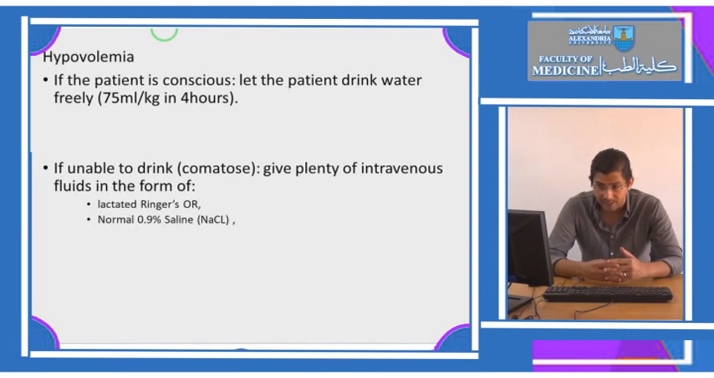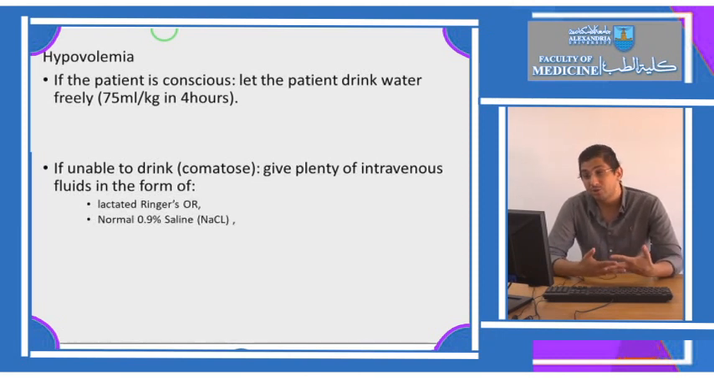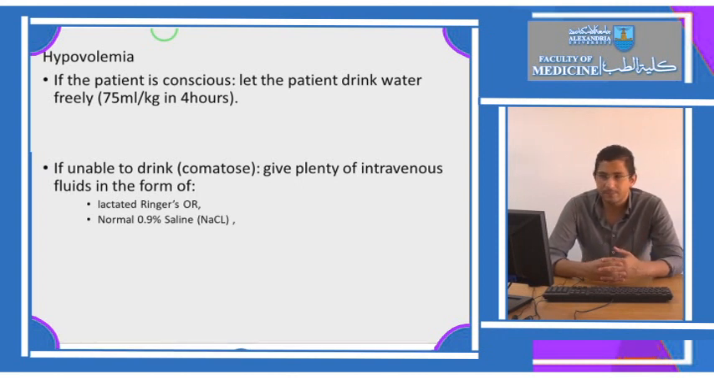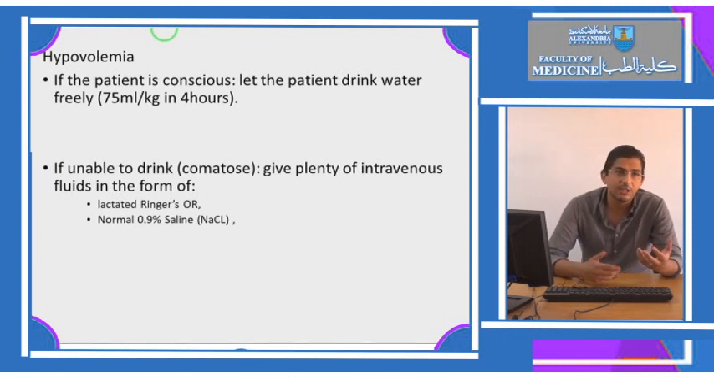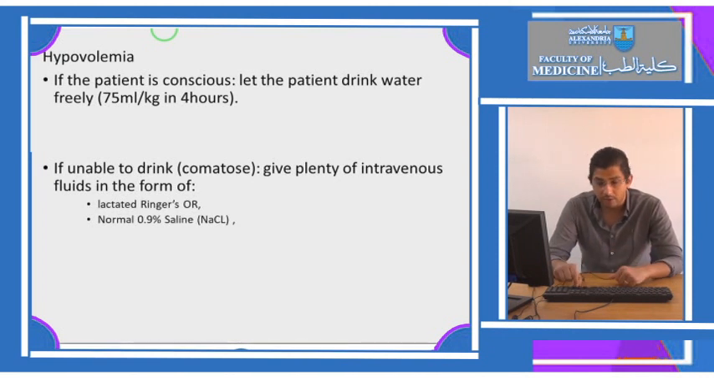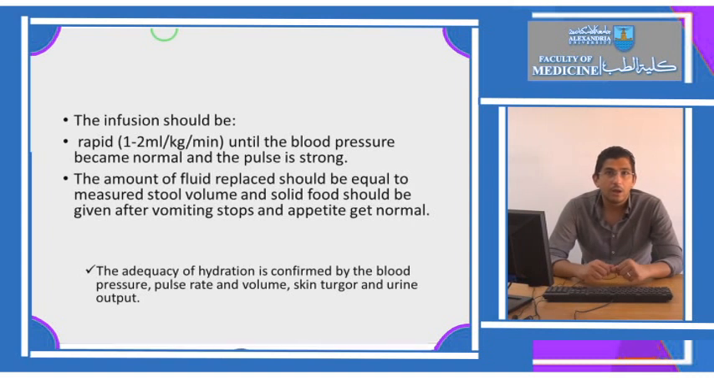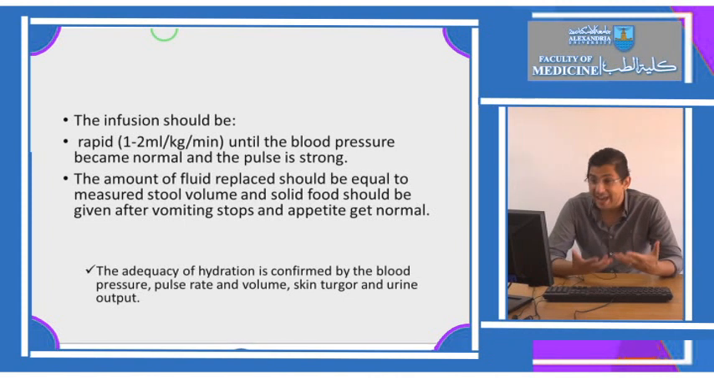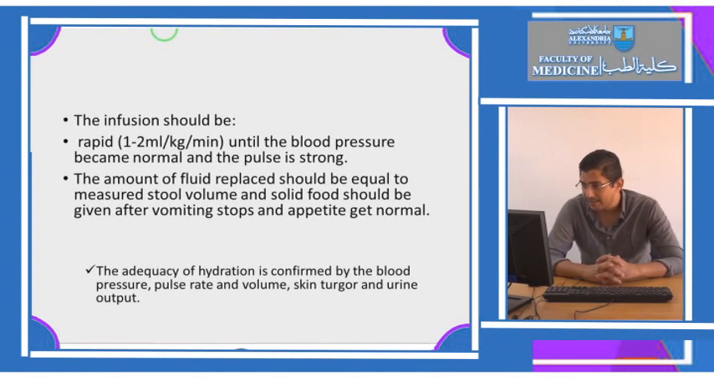So here you are making an increase over a short period of time, trying to replace the fluid and electrolytes. For the patient who's unable to drink, who's comatose, or where there is a fear of aspiration, for example, give plenty of intravenous or parenteral fluids in the form of normal saline, Ringer's, or any replacement of fluid and electrolytes. The infusion should be 1 to 2 milliliters per kilogram per minute until the blood pressure becomes normal again and the pulse regains its strength. The amount of fluid replaced should be equal to the measured stool volumes. Solid food should be given after the vomiting stops and appetite returns to normal.